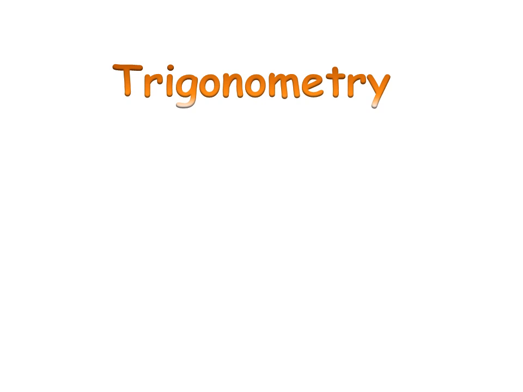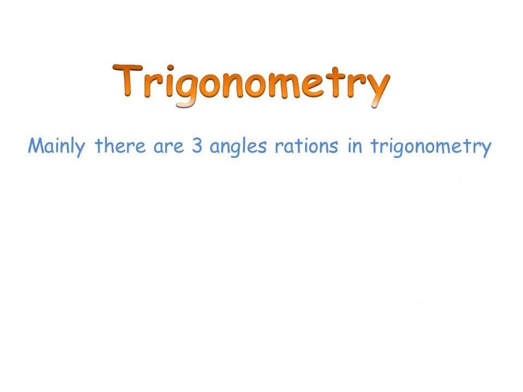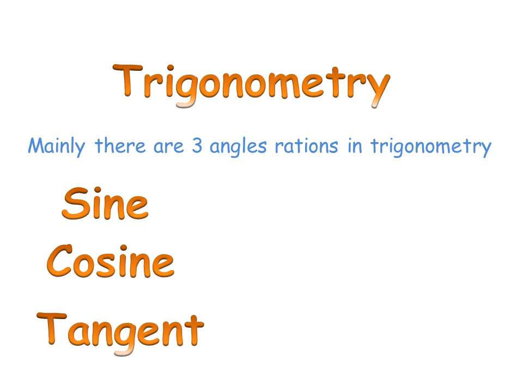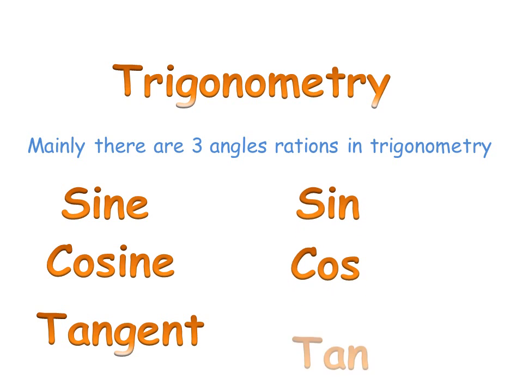But first, we should know that we have three main ratios in trigonometry. These three ratios are sine, cosine, and tangent. And we can write them mathematically as sin, cos, and tan. So now we are talking about these three ratios: sin, cos, and tan.